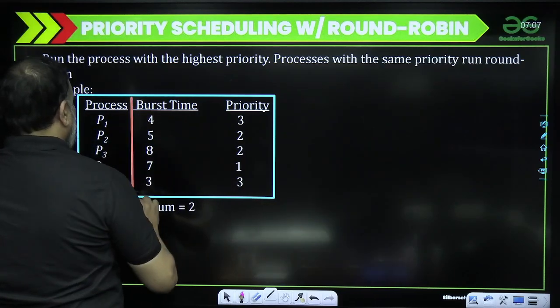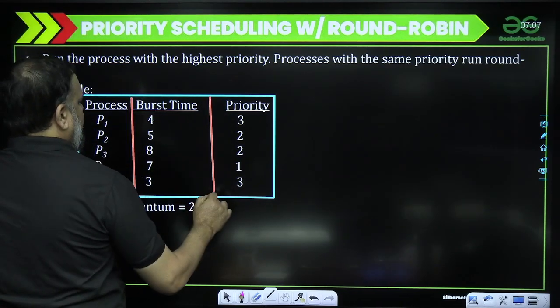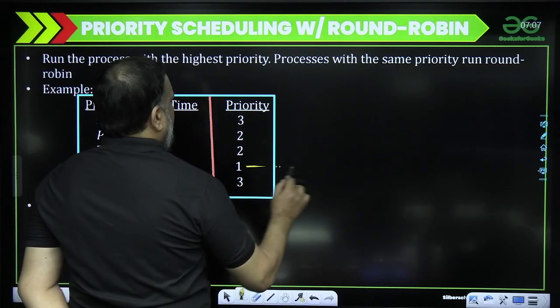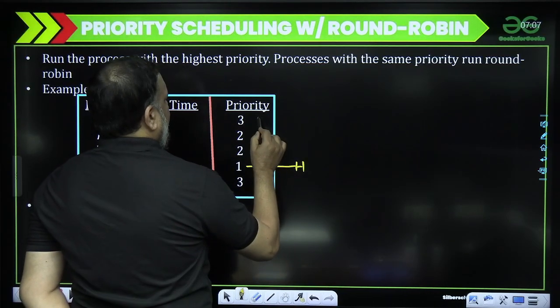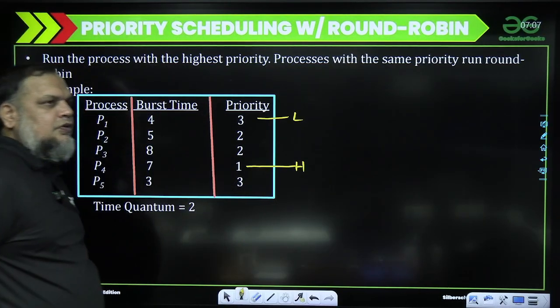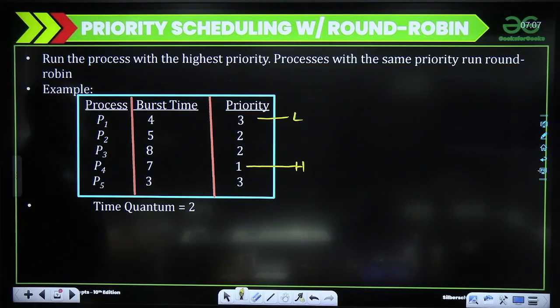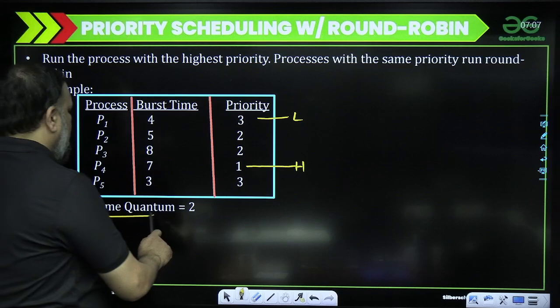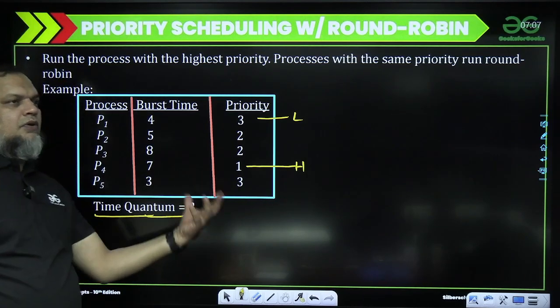These are the processes, their burst times and priority, and I will follow the same convention that is in the textbook. This is the highest priority and this is the lowest priority. And these are the burst times. And the time quantum to be used for the round robin scheduler is 2 units here. So how are we going to integrate this?